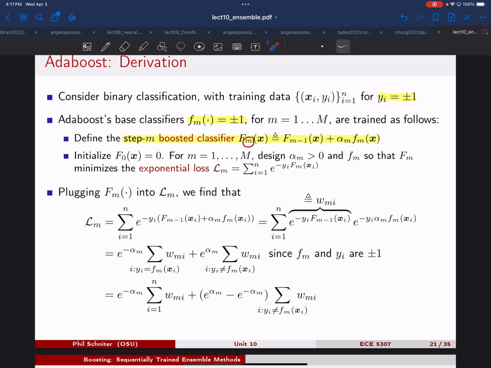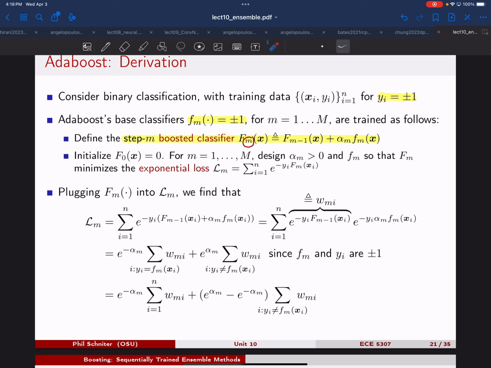This is like the cumulative weighted sum of all those individual base predictors. So here you have the previous capital F plus the most recent base predictor times its weight. So you start with F0 equals 0. You'll design F1, alpha 1. That will give you capital F1. And then now you move m to 2. This will be your capital F1, which you know. And then you need to design alpha 2, F2. And then you'll get your capital F2. And then you move m to 3. You know this part. This will be alpha 3, F3, and so on.